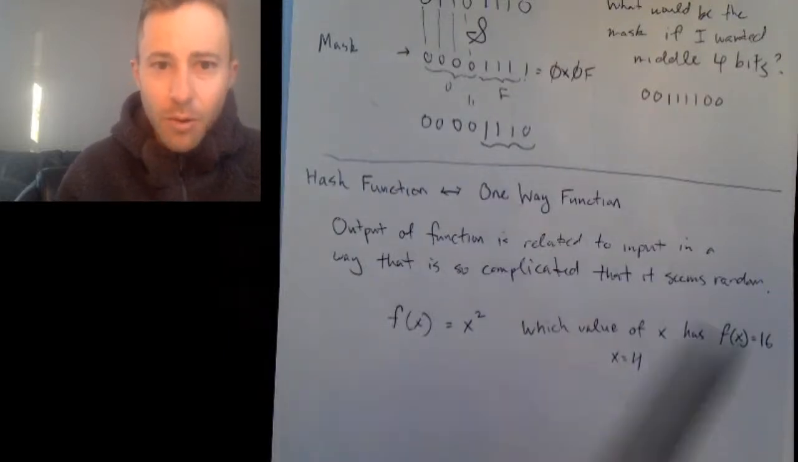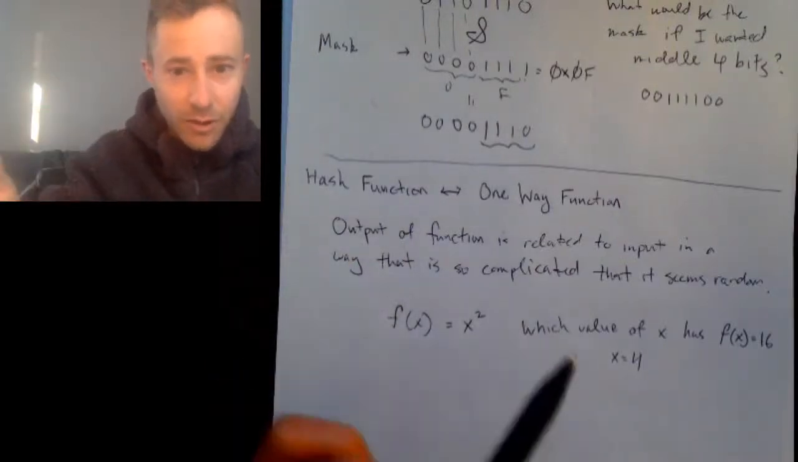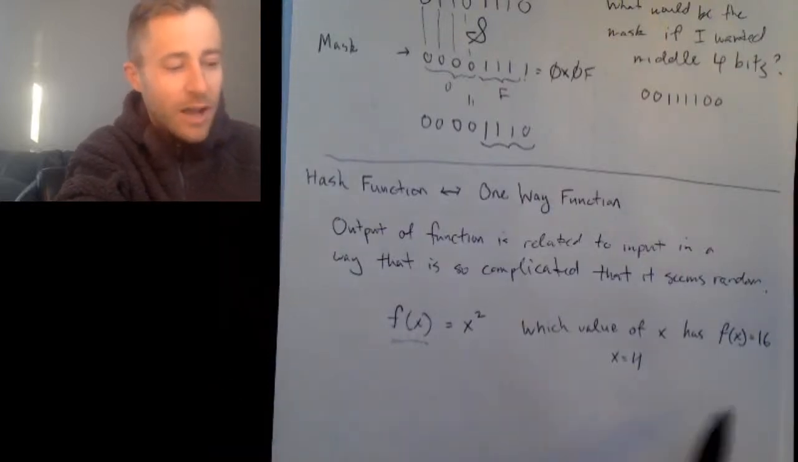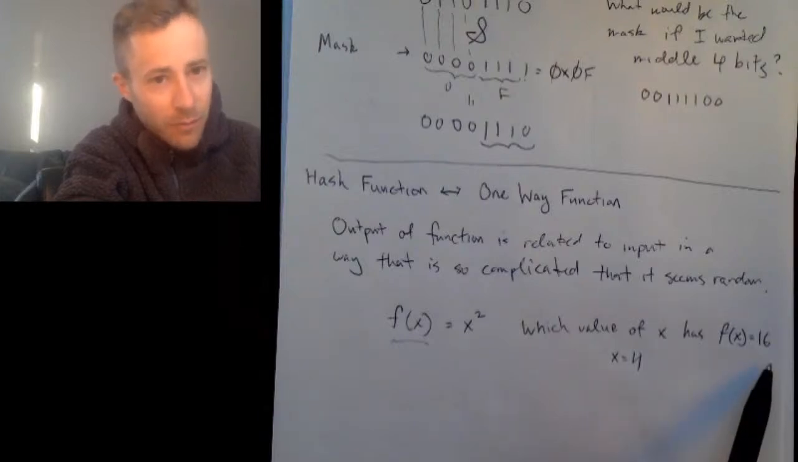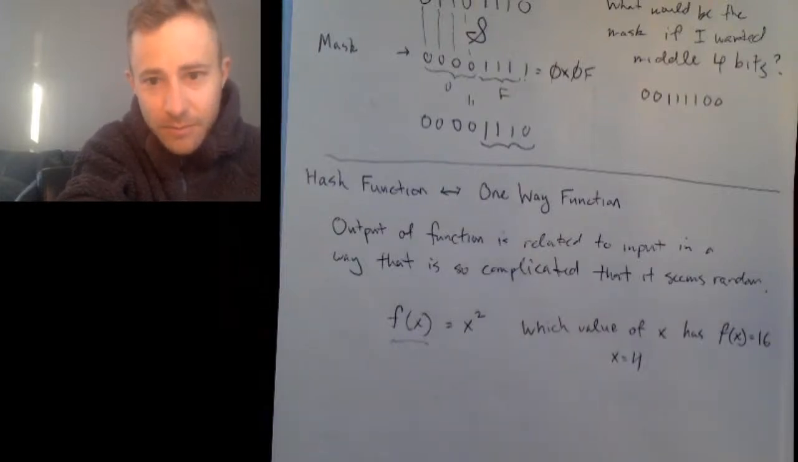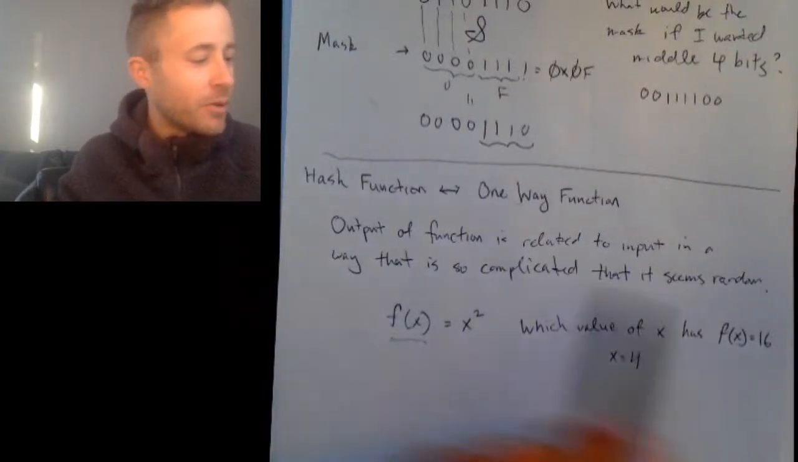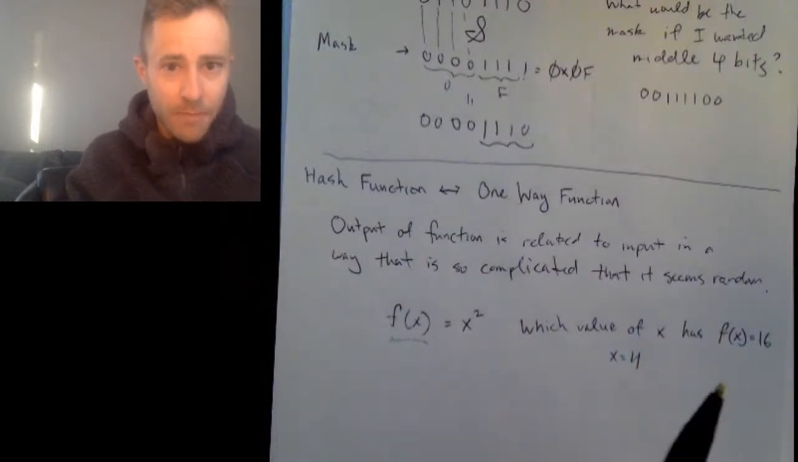Okay? But a one-way function is the opposite. It's easy to calculate the function. So you could calculate f of x, but if I asked you which x value results in the function having that value, it's basically impossible to do, because the output is related to the input in such a complicated way. All right?